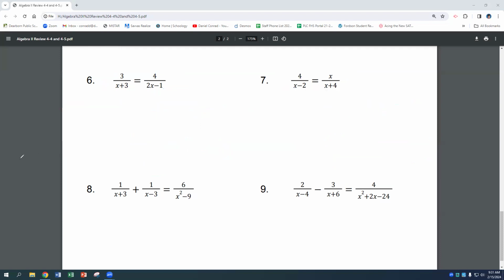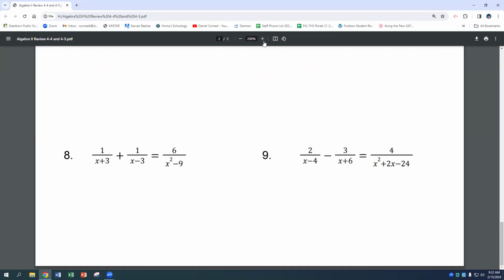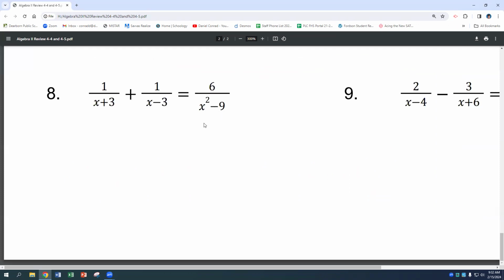All right, last two, 8 and 9 here at the bottom. Ooh, not gonna have a lot of room. Let me see if I can zoom in on the page. Scroll down. All right, we'll just do one at a time here.